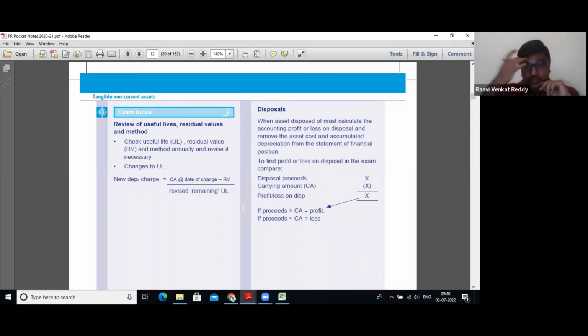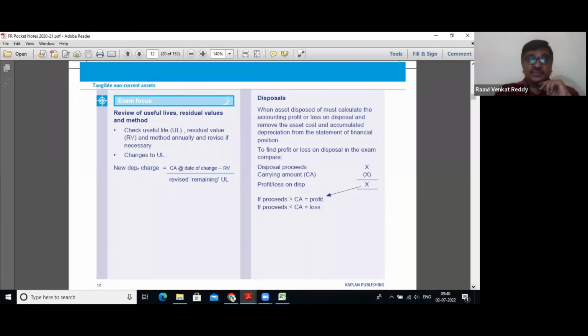So this is about disposal of an asset. Now the last element in this is revaluation.